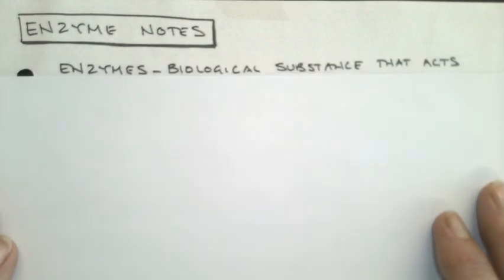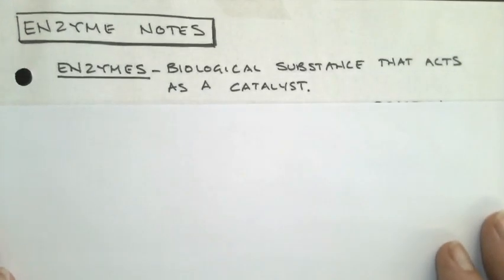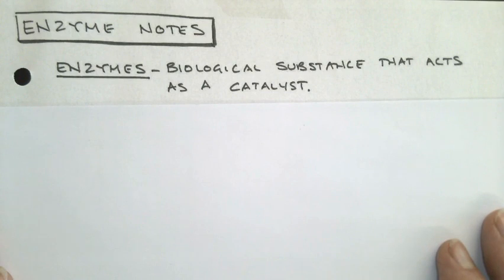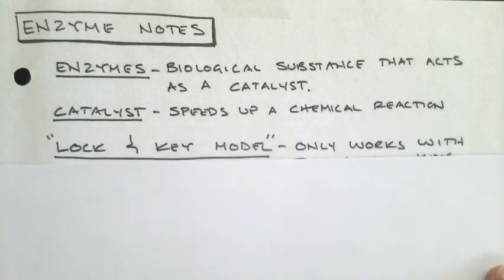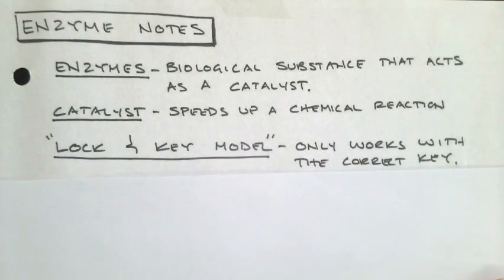So enzymes are a biological substance that acts as a catalyst, meaning it speeds up a chemical reaction. Organisms want to be very efficient, and so they don't want things to be slow. We're going to look at a lock and key model. If you think of it, a specific key only fits with a specific lock.